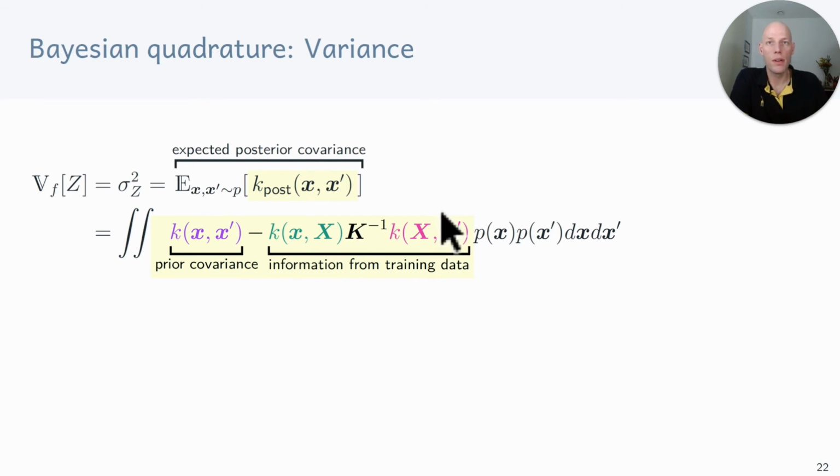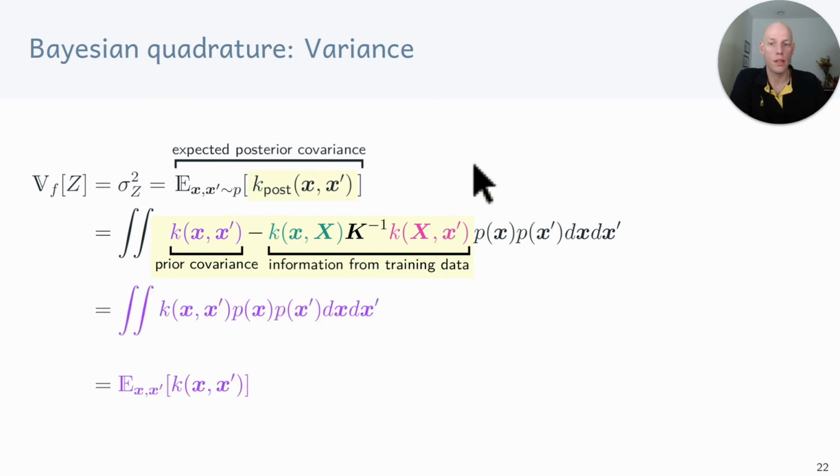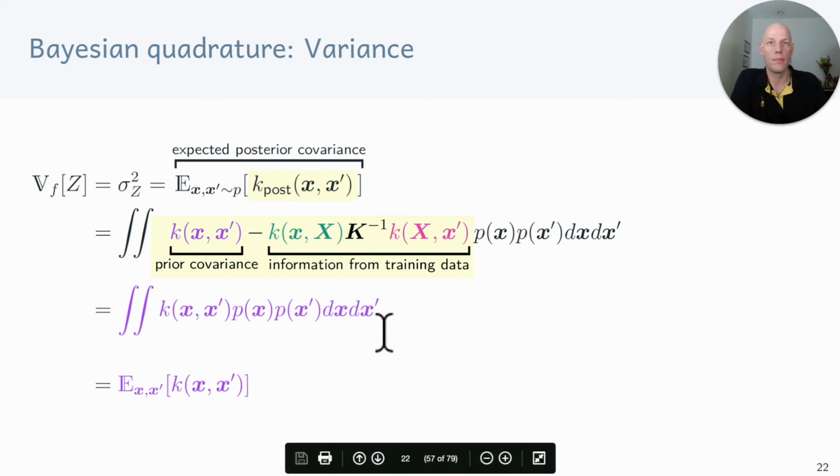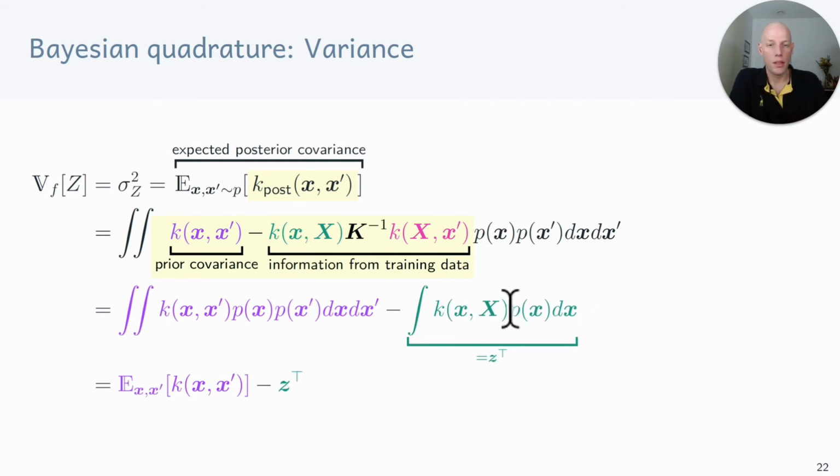Now let's have a look at each of these individual terms. For this purple term here, the prior covariance, we get a double integral where we need to integrate out x and x prime. We can also write this as a kernel expectation, so the expected value of the kernel evaluated at x and x prime. Now let's move on to the next term. This green term also looks familiar. So the green term is exactly the integral we solved on the previous slide when we were computing the mean value of the integral.